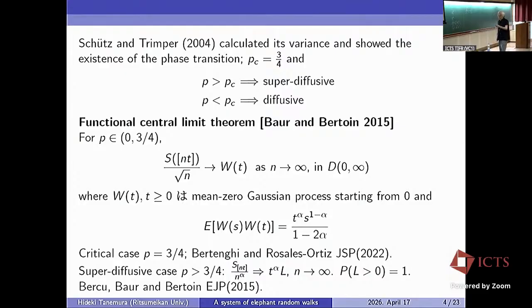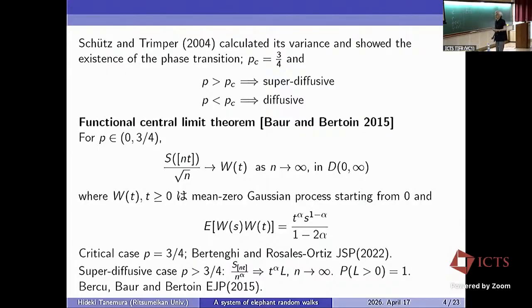In the diffusive case, we can get this functional central limit theorem. And this is the diffusion scaling. W_t converges in the Skorokhod distribution. Then W is a non-zero Gaussian process starting from the origin, and the covariance is given like that. If alpha equals 0, this is exactly Brownian motion. Right? And the critical case, this is the diffusion case.